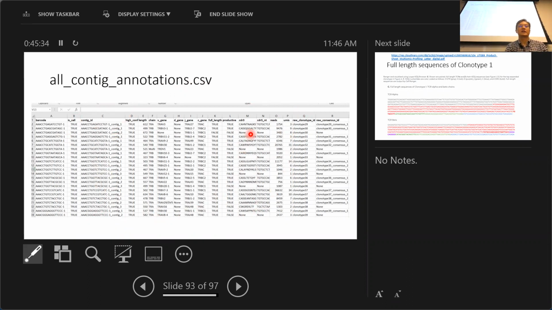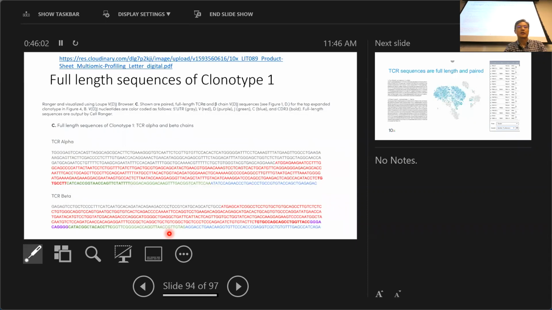This is just one of the spreadsheets you get. Contigs means different unique combinations of VDJ. In your sample, you probably have 2,000 unique VDJ combinations. Then you list them and see how many cells have the VDJ V1, V2, J3, and the frequency of this so-called contig. You can go back and see, for each combination of this contig, what the sequence is.